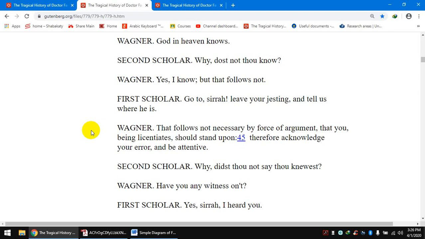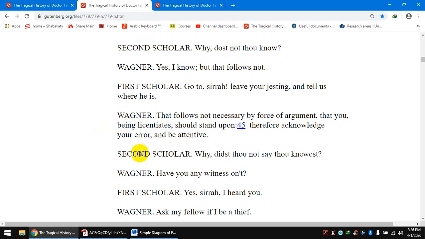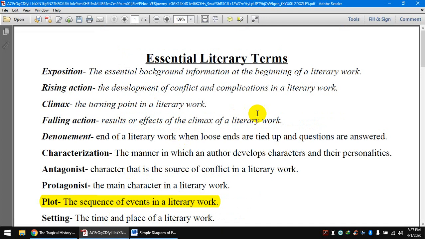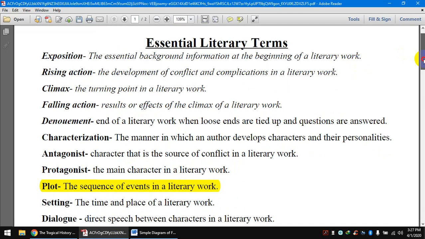a low comedy. It does not advance the plot or provide new information. You know the plot, if you go to the essential literary terms which you find on the classroom, the plot is the sequence of events in a literary work. This is a very simple definition of the plot. So in every play or literary work there is a kind of sequence of events.